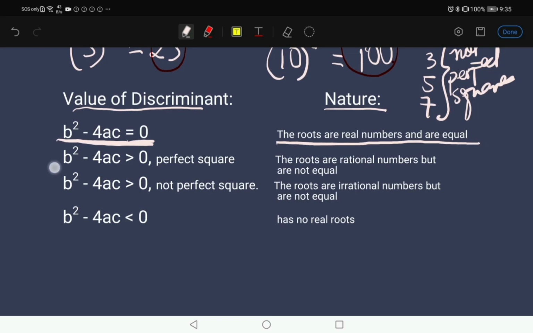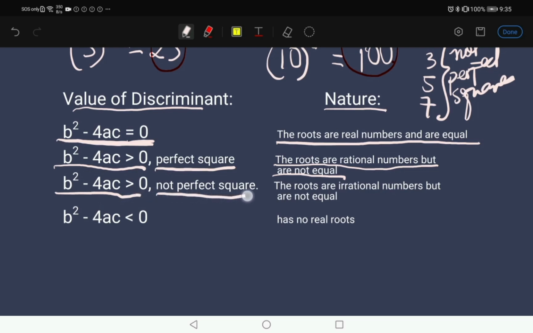Niya, kung ang b squared minus 4ac is greater than 0, niya, perfect square siya. So, ang ibutang nimo, the roots are rational numbers but are not equal. Then, kung inig-solve nimo sa b squared minus 4ac is again greater than 0 pero not perfect square, ang ibutang nimo, the roots are irrational numbers but are not equal.